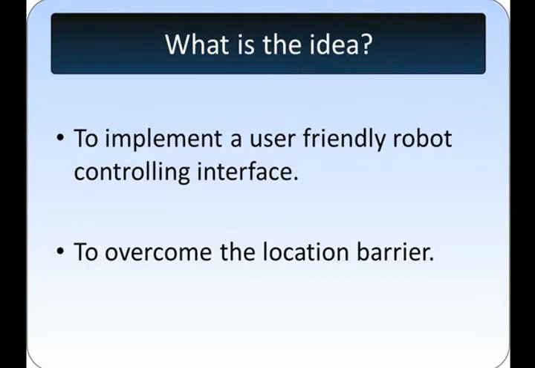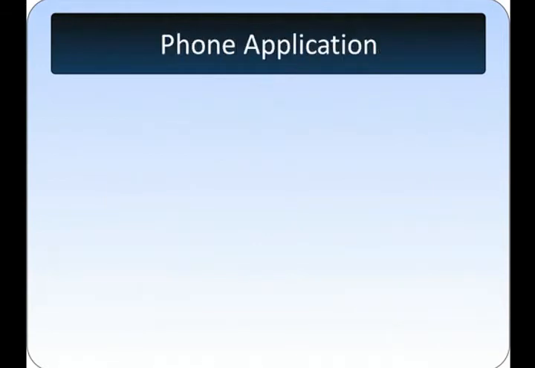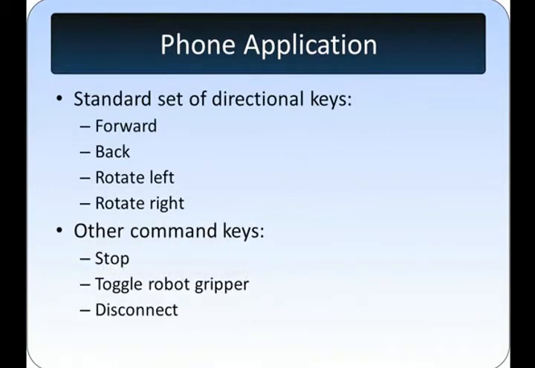This project utilizes Microsoft Hawaii Relay service for communication between a Windows phone, or the command post, and a service robot, or the execution post. This is the high-level overview of the system. On the Windows phone side, there are several buttons that represent commands for basic robot movements: forward, back, rotate left, and rotate right. Other commands include stop, toggle gripper, and disconnect.